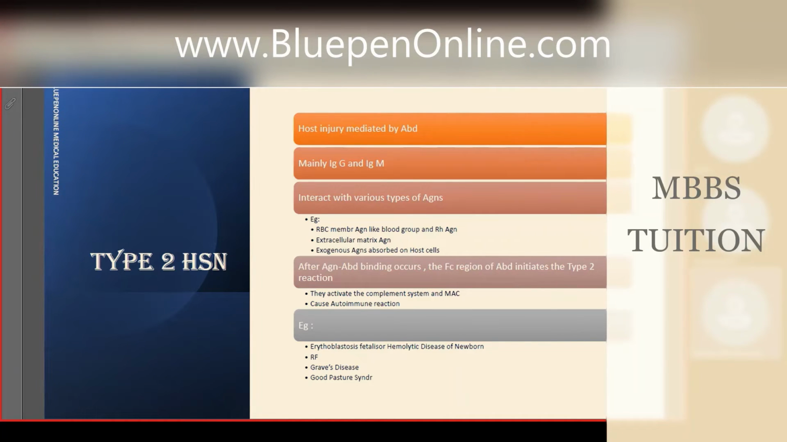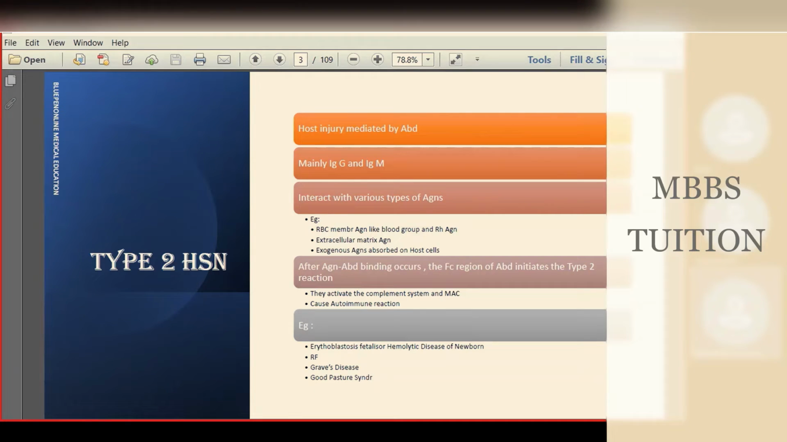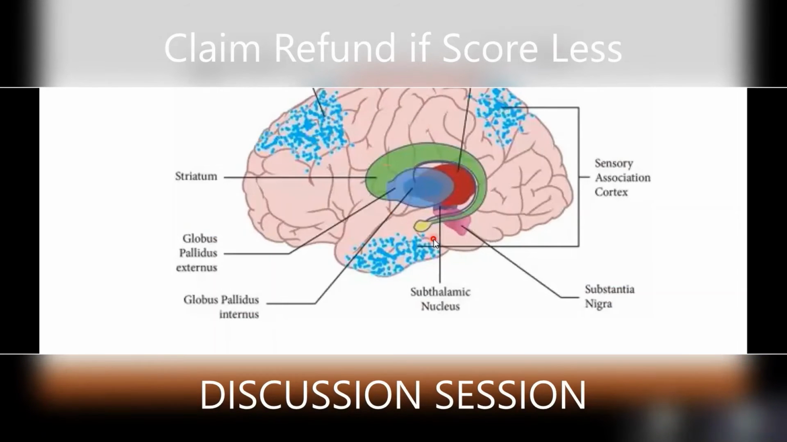These antibodies, right, interact with various types of antigens. The different types of antigens, for example, are RBC membrane antigens like blood group and RH antigens. Then extracellular matrix antigen.